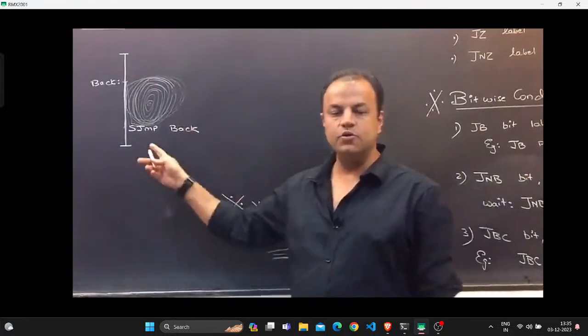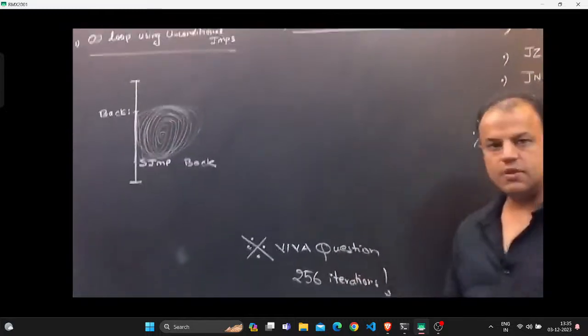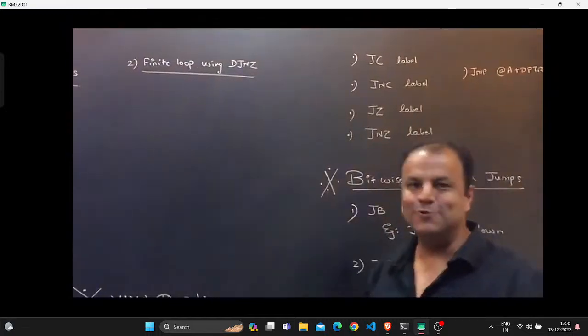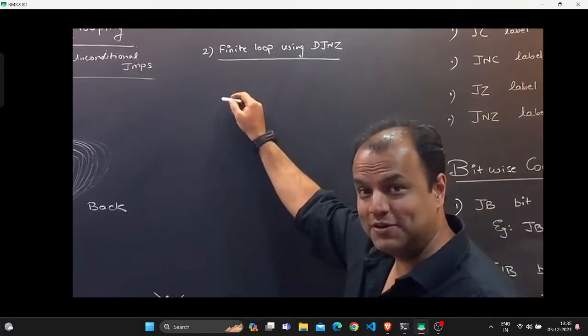So this is how you make an infinite loop, by writing an unconditional jump to a backward location. Are you clear? Now, what are more useful? Of course, finite loops. That's the one you have to learn properly, okay? I want your full concentration here.